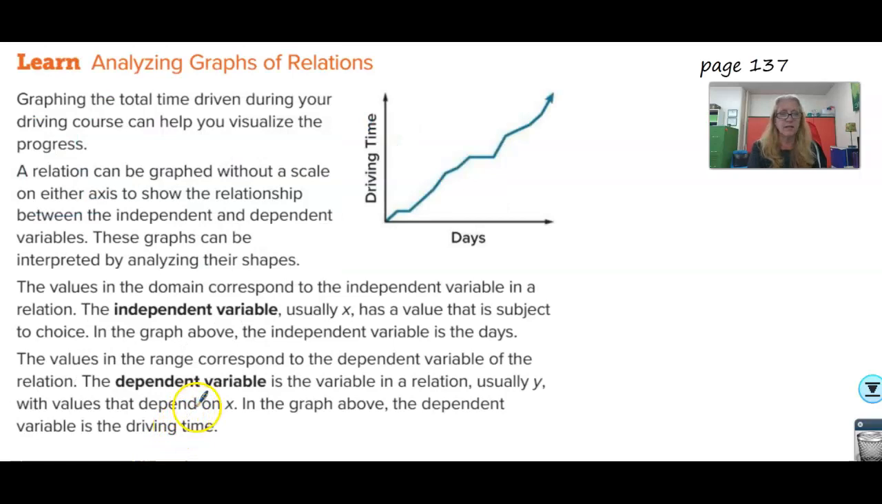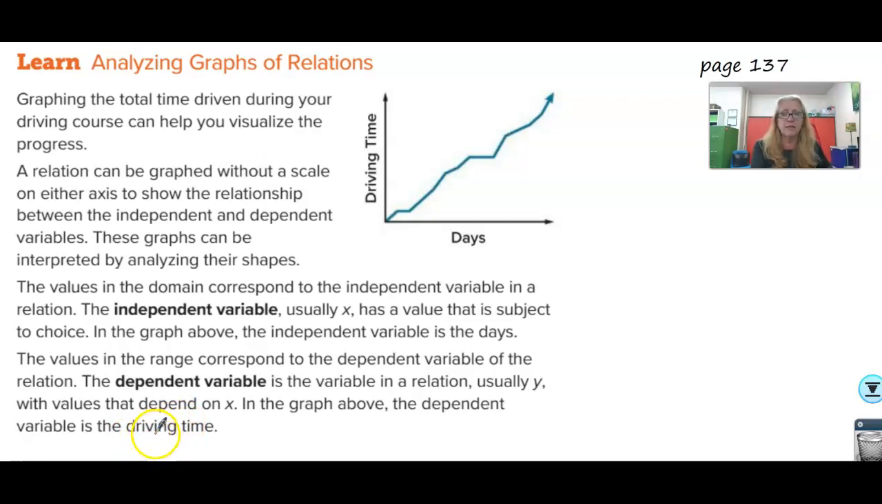Don't be fooled. They have lots of paragraphs waiting for you. Analyzing graphs of relations. So in this section, they're going to ask you to describe what's going on in the graph, or they're going to describe a situation and ask you to find the graph that best represents it. Okay, that's basically what all this says.